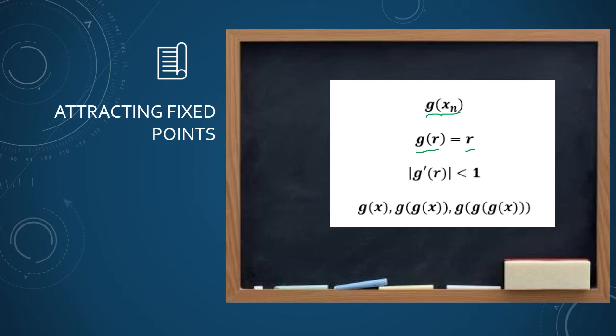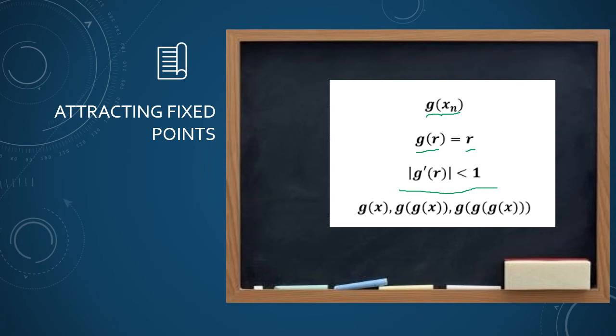But in general, r is just a number. And if you plug that number into our function, we get r back out. And so that's a fixed point. Now, a fixed point is called attracting if the derivative of that function evaluated at the fixed point, the absolute value of that, is less than 1.